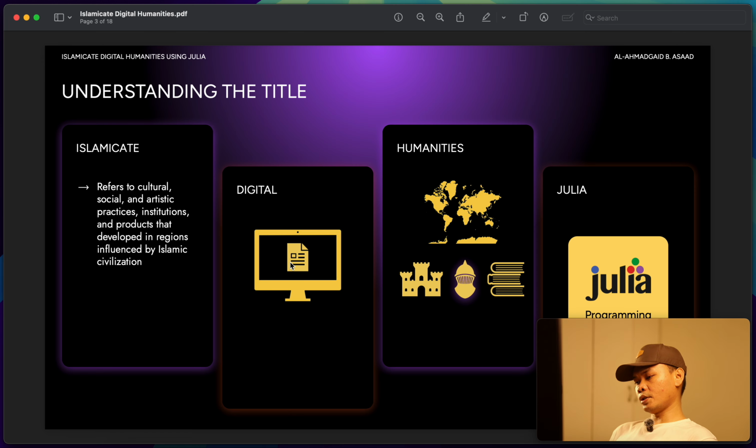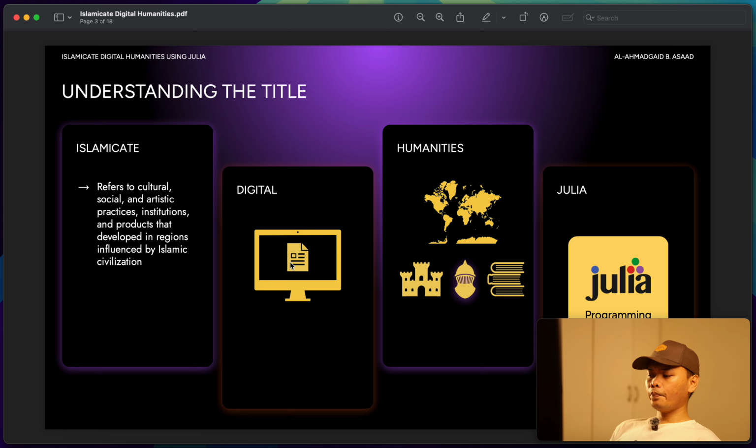These are all digital. So combining the two, digital humanities simply means that instead of working with an actual physical text, for example, I have here the translation of the Quran, we are now working with a digital version of these texts, right? Instead of working with a physical text, we are working with the digital version of it, right?